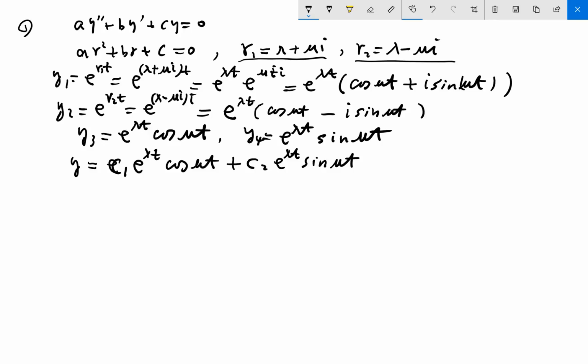Let me say that again. We try to solve equation 1, a linear homogeneous equation with constant coefficients. If your characteristic equation has two complex zeros, written in this form, you need to know lambda and mu. You put lambda and mu here, and you find your general solution. In other words, all the solutions will be like this.